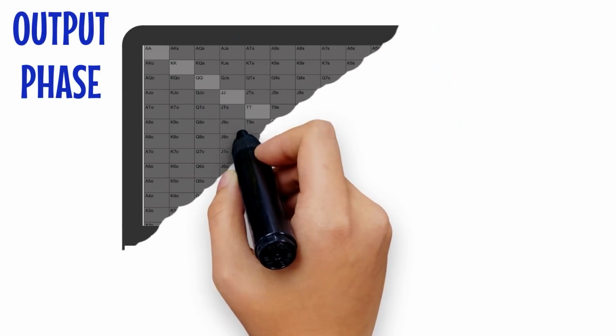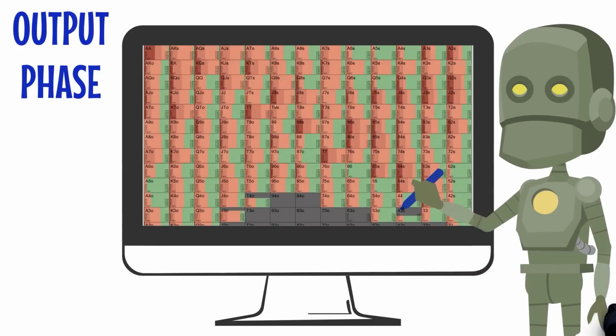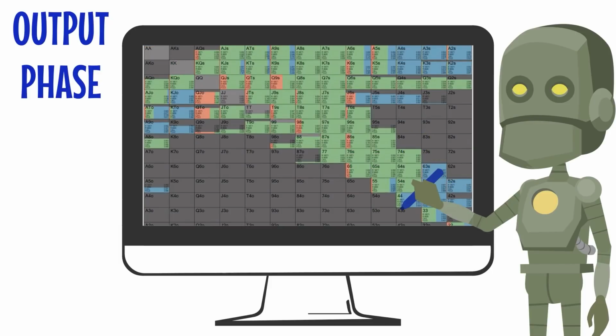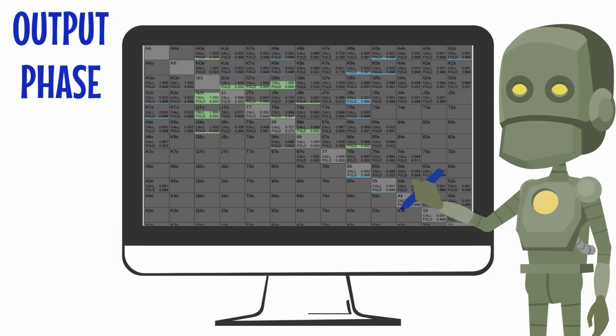The third and final phase is the output phase, where the data calculated by the solver is expressed in a viewer for the user to analyze. Most solvers incorporate the same primary hand grid visualization that has been in use since 2015.